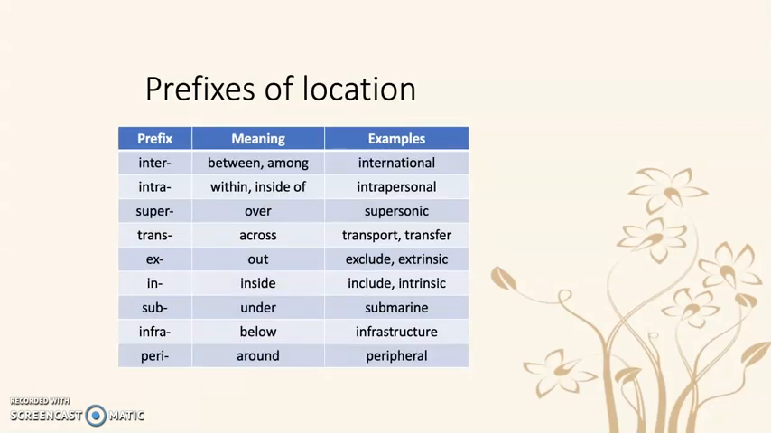We have prefixes of location that tell us where something is. So inter could mean between. We have international, which means between nations. Intra, which means within. Super, meaning over. Let's skip down here to ex, which means out. Exclude means to leave something out. Sub, which means under. Submarine means under the ocean, and so forth. Go ahead and push pause and look over these examples.